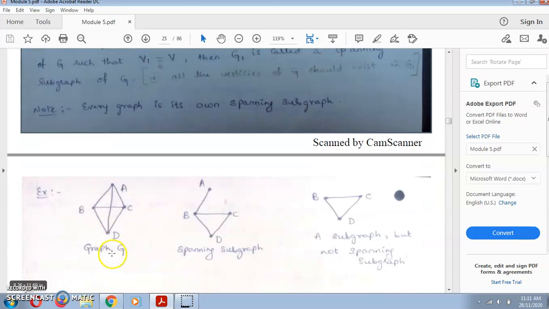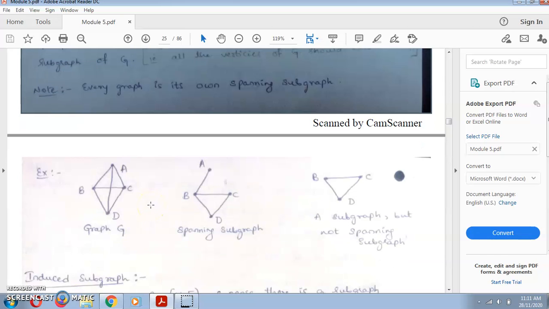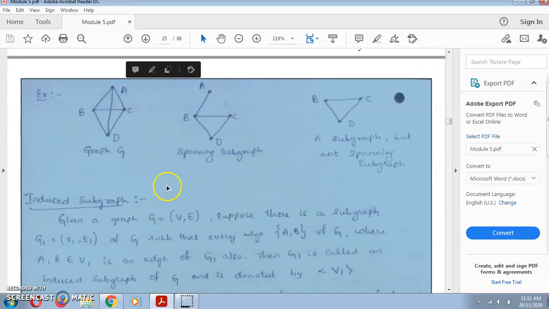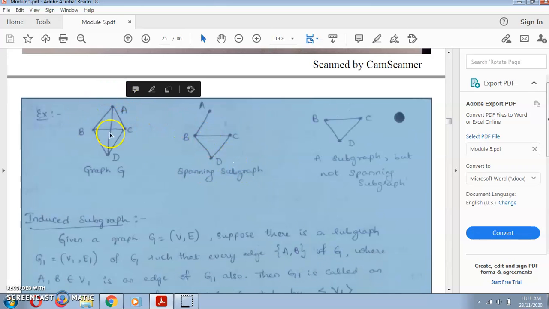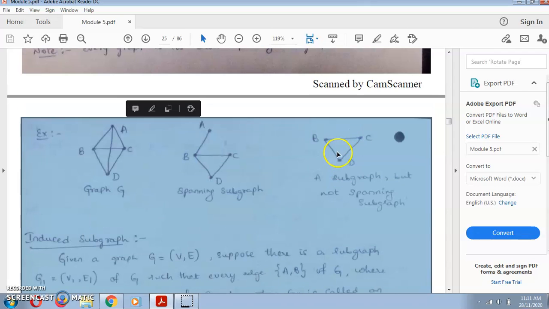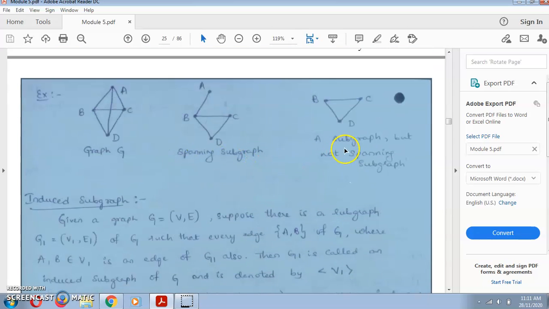So here we have an example. When we see an example, then we'll come to know what a spanning subgraph is. Consider this graph G, and this is a spanning subgraph. Why spanning subgraph? Because all the vertices are in this, but certain edges are not there. This other one is a subgraph but not spanning, because some vertex is missing. Here the vertices are 4, here the vertices are 3. That's why it is not a spanning subgraph.